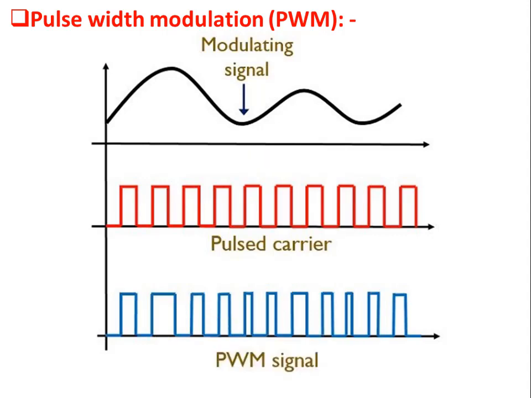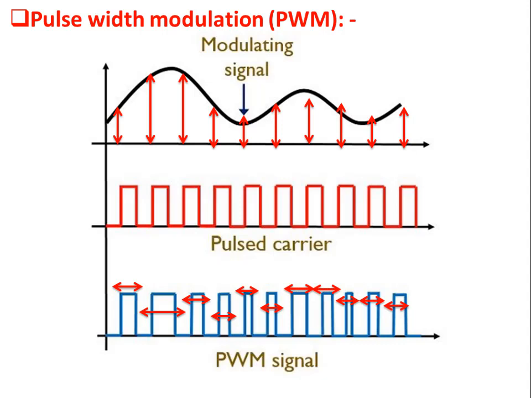In PWM technique, as the instantaneous value of the modulating signal increases, the width of the pulse modulated output also increases. In a similar way, when the instantaneous value of the modulating signal decreases, at that time duration, the width of the pulse modulated output also decreases. So I can say that in PWM technique, the width of the modulated output changes its state depending on the instantaneous value of the modulating signal. This is what we have regarding pulse width modulation.